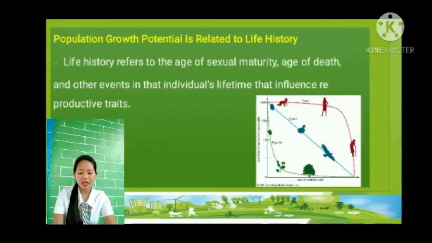So the age within its individual cycle at which an organism reproduces affects the rate of population increase. Some organisms grow fast, reproduce quickly, and have abundant offspring in each reproductive cycle. But there are also organisms that grow slowly, reproduce late, and produce very minimal offspring. So that's why it is related to the life history of an organism.